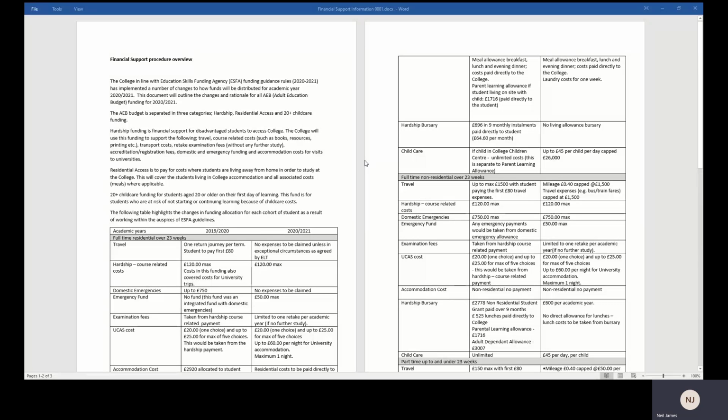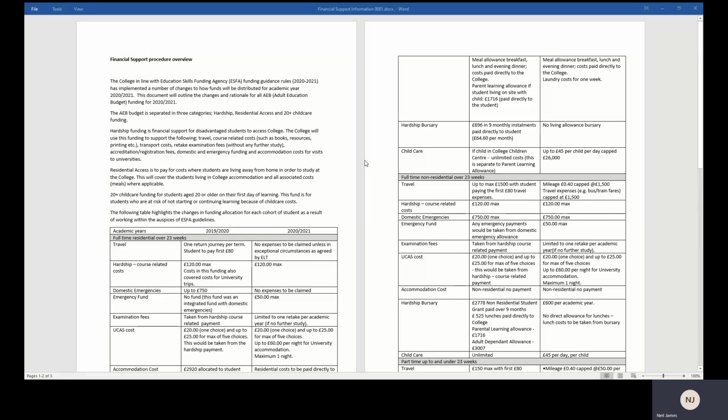Okay, hi everybody. So I'm going to just very quickly run through the student financial support procedures that we've implemented this year. As Neil's informed you, we've altered the financial support procedures in line with the Education and Skills Funding Agency funding guidance rules for 2021. And this has meant that we've altered the procedures to align themselves to this funding rule guidance, which we've had to follow.